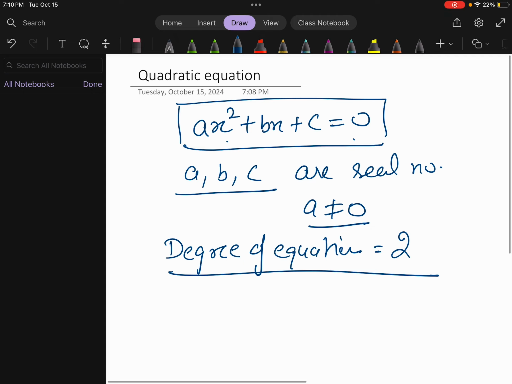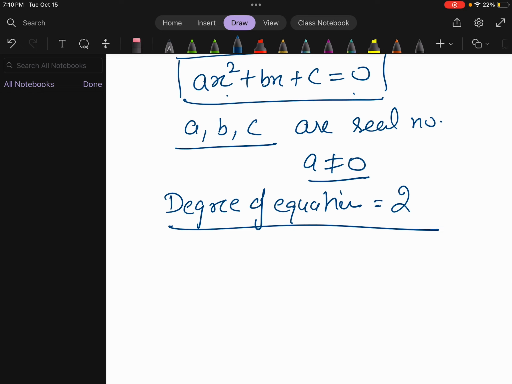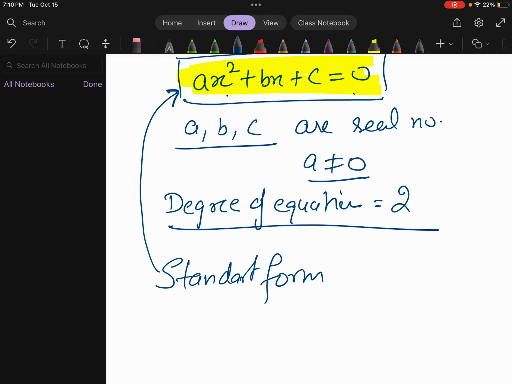So now we will come to the equation that we have written. The equation that we have written over here is also known as the standard form of a quadratic equation.